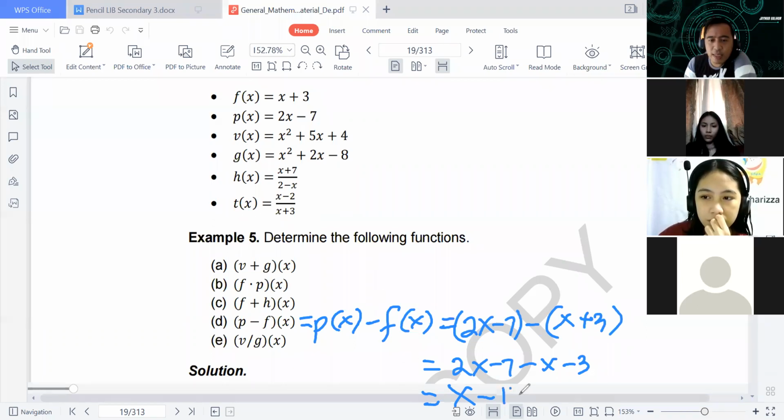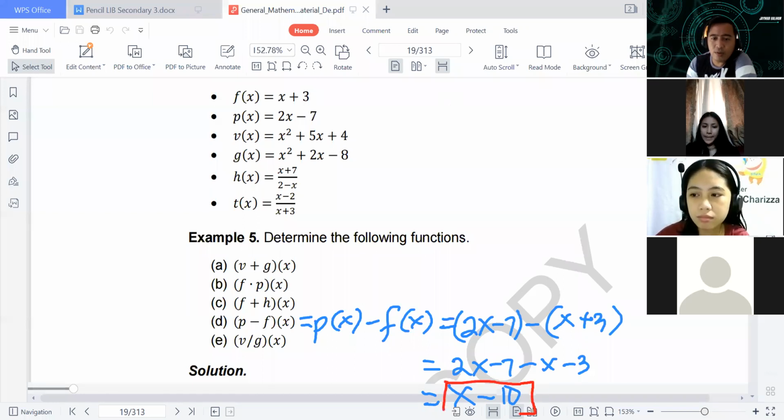So it will be negative 10. Okay? So this is now the answer. Question? Do you have any question?